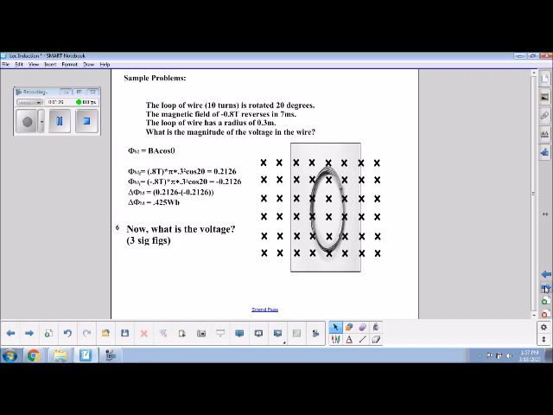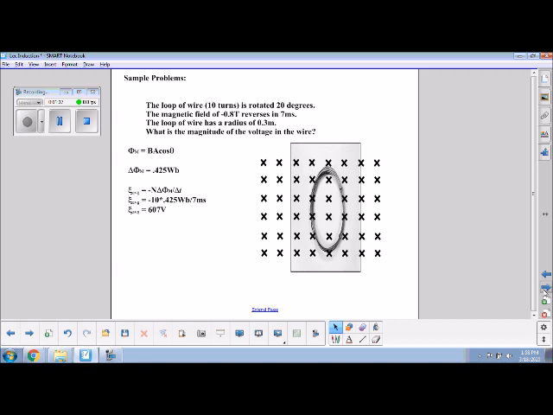Now, of course, we are going to, at that point, go ahead and do the change in flux, which is our 0.425 Webers. Do that over the change in time, and we get a different voltage. Now, the voltage is larger because we had a bigger change in magnetic field, but it's not double what it was because we did change the angle a little bit.